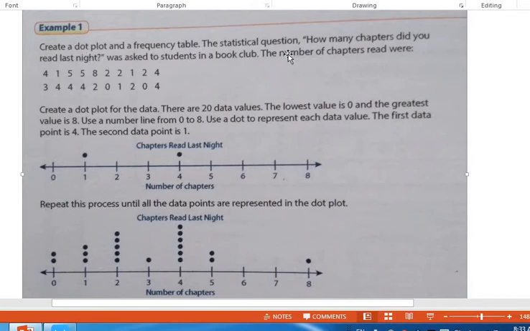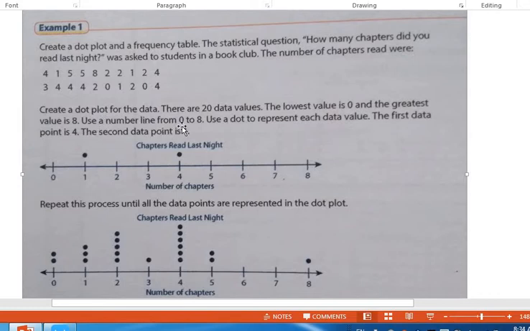The statistical question, "How many chapters did you read last night?" was asked to students in a book club. The number of chapters read were 4, 1, 5, 5, 8, 2, 2, 1, 2, 4, 3, 4, 4, 4, 2, 0, 1, 2, 0, 4. Create a dot plot for the data you have been given here. There are 20 data values. The lowest value is 0 and the greatest value, as you see, is 8.